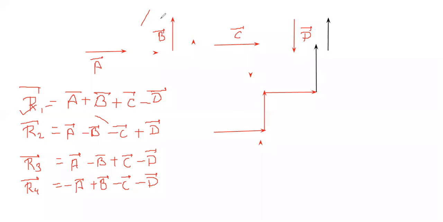Now I write all the vectors. First, this is A vector, this is the B vector, this is C vector, and this is the minus D vector. So this is the resultant of A plus B plus C minus D. The tail of A is joined with the last head. So this is the resultant of these vectors. This is R1 vector.